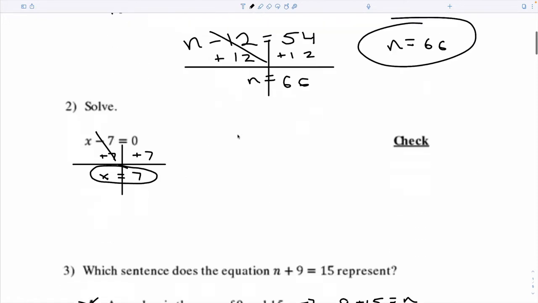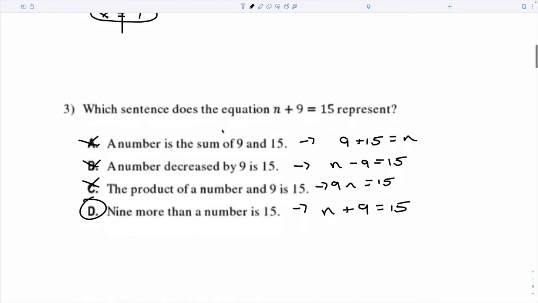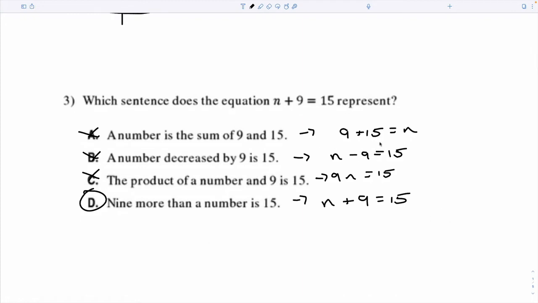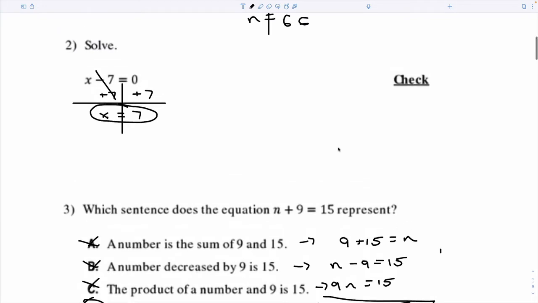Number 2, we added 7 to both sides. It's nice and neat, and x equals 7. And number 3, here's all the options that don't work, and you're looking for the one that is n plus 9. Remember, you can also write it as 9 plus n. These are the same, so either one would work. If you need to pause, go ahead and jot that down and pause the video.